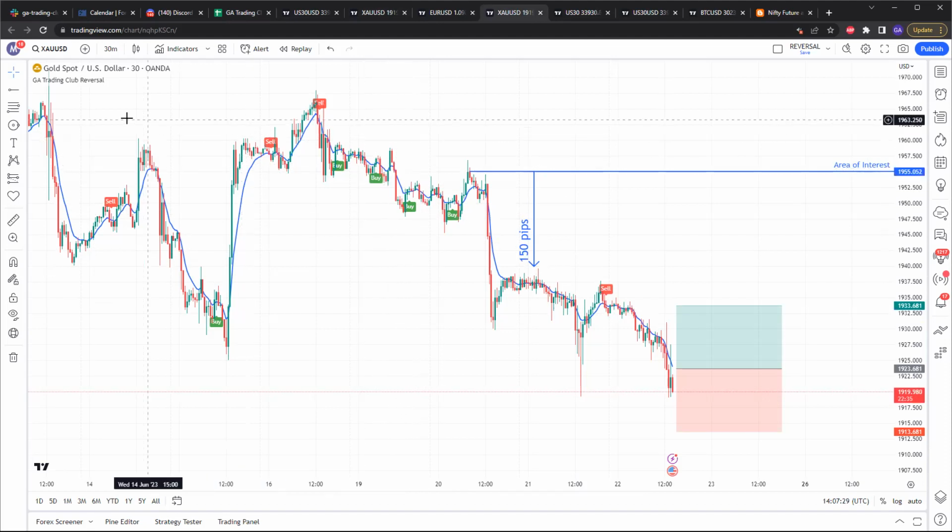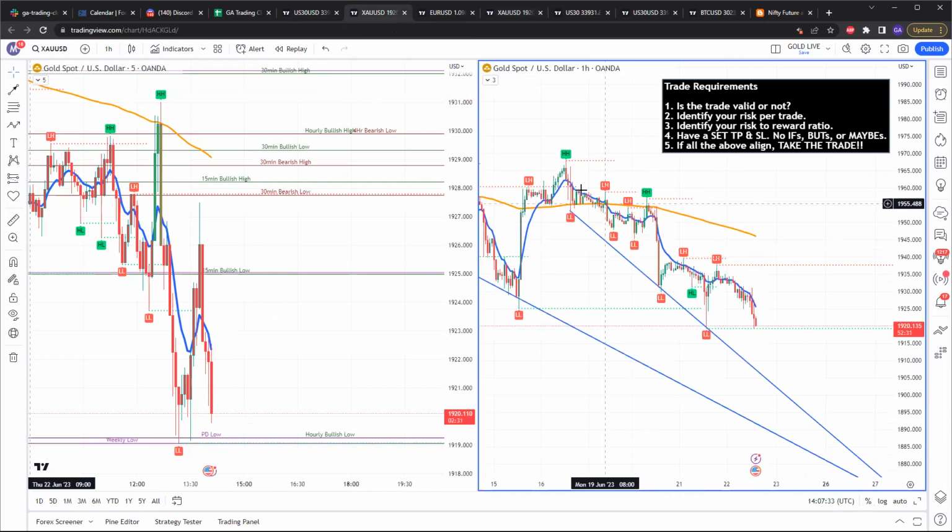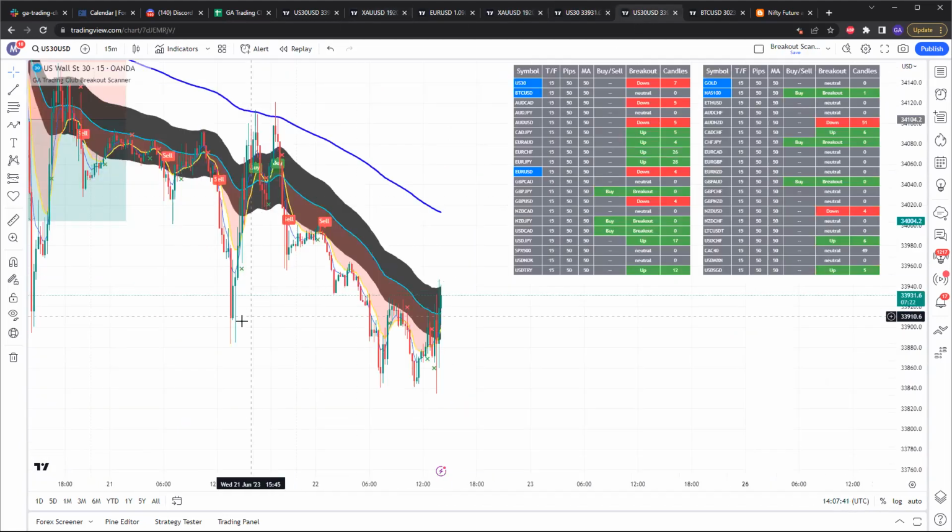Now, the other way, maybe you can use it. Okay, so let me show you. You see how when we had that head and shoulder pattern, gold was around here, 1956 area. So one way, let's start with the breakout scanner.